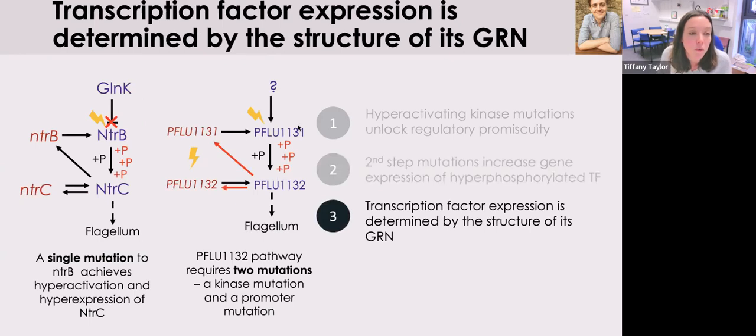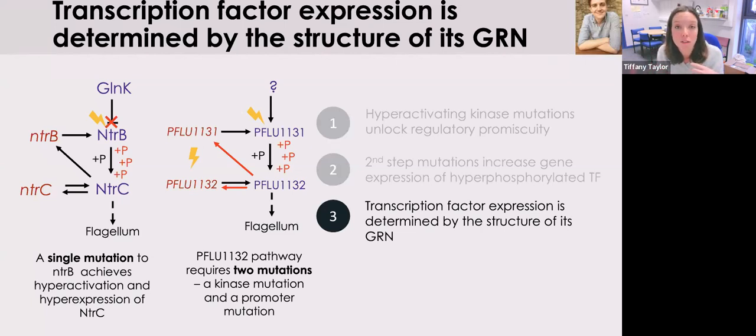That is in comparison to the 1131, 1132 two-component system. Now, we don't know a lot about its structure because it's putative, but we can say that it doesn't have this built-in positive feedback. So one mutation can lead to hyperphosphorylation of 1132, but to achieve that high expression requires different mutations from around the genome because you don't have this positive feedback built in. So it requires two mutations to achieve that same phenotype rather than one in the NTRBC pathway. And this is really interesting because it suggests that some transcription factors might be primed for rewiring or promiscuity just by virtue of the gene regulatory network that they sit within.